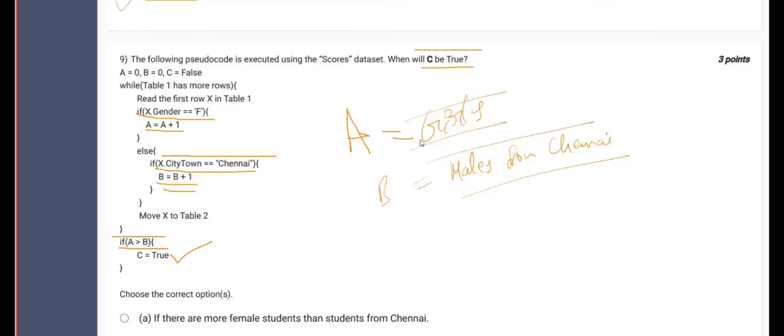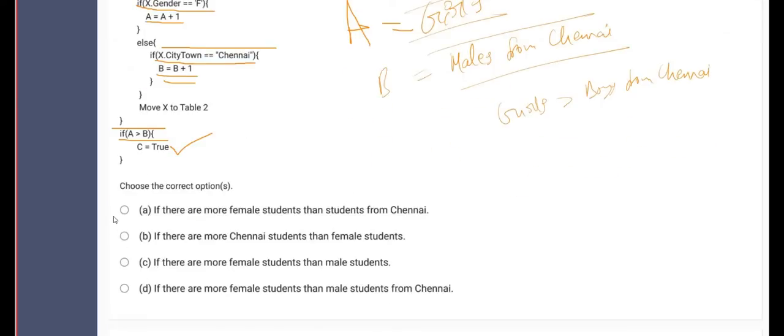So when does C become true? When A is greater than B, that is, when the number of girls is greater than the number of boys from Chennai. Let us find the suitable answer. If there are more female students than boy students, so option D is the right answer.